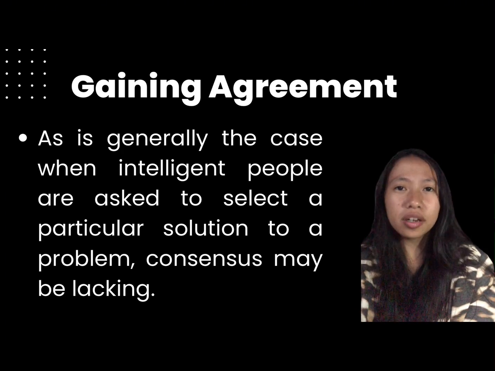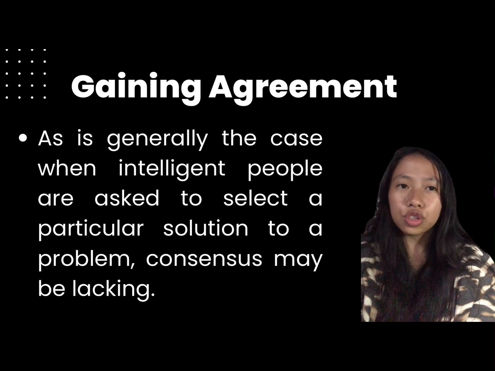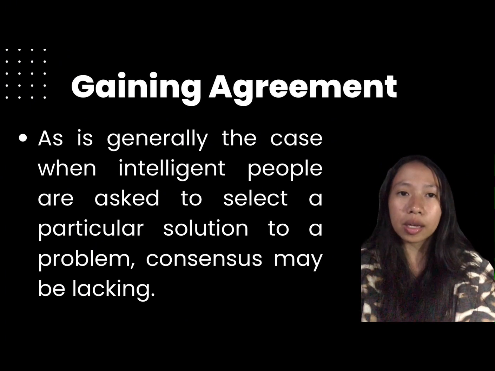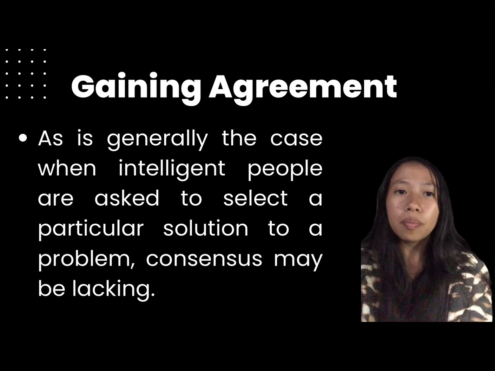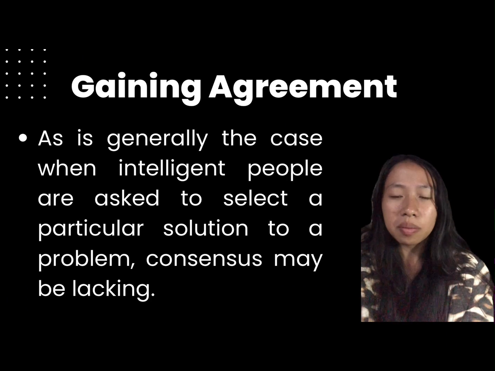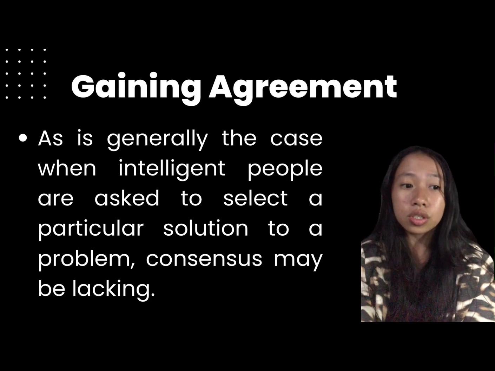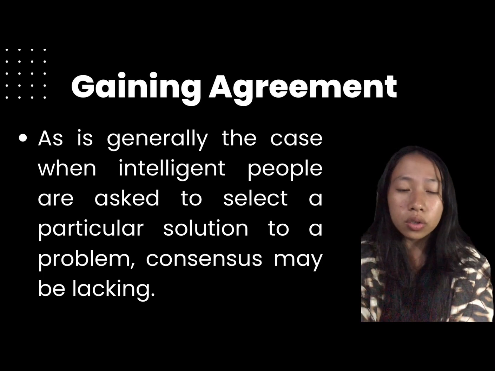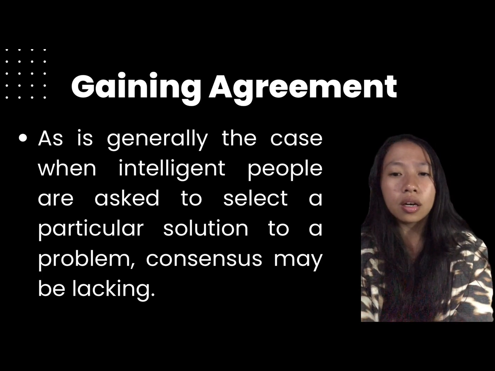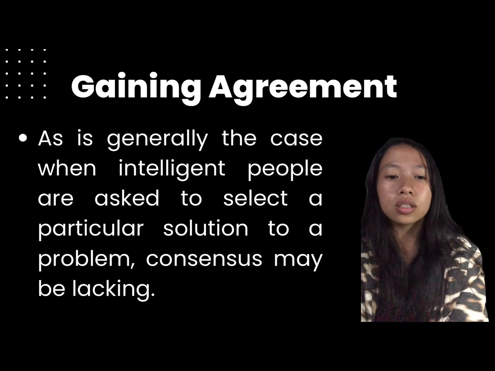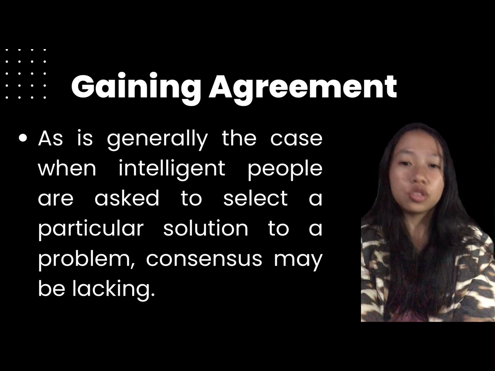As is generally the case when intelligent people are asked to select a particular solution to a problem, consensus may be lacking. So smart people make dumb decisions also, because the word smart is a measure of intelligence, not a measure of judgment.